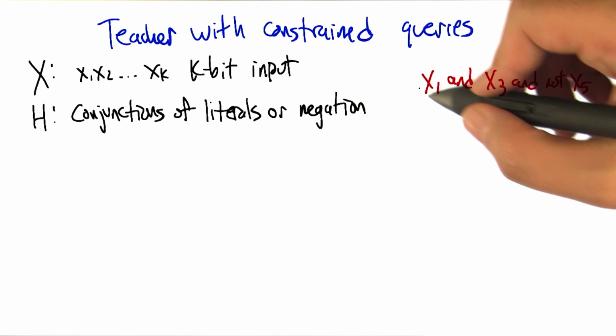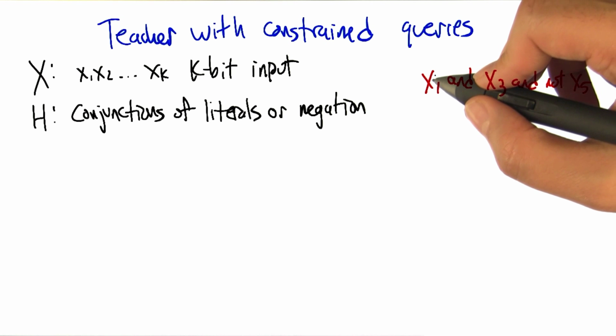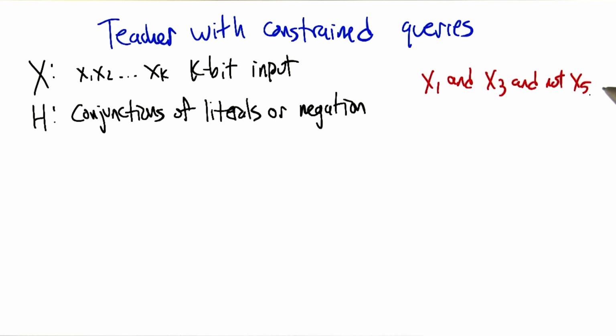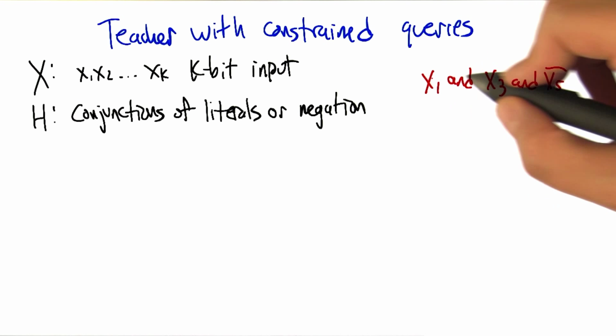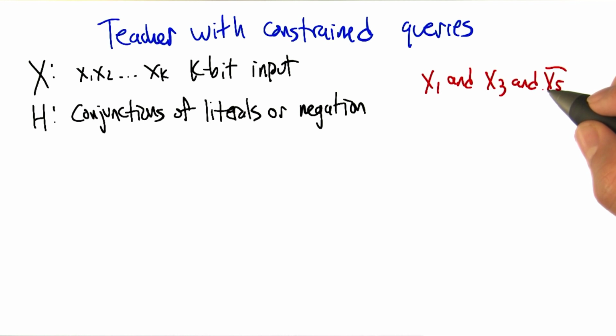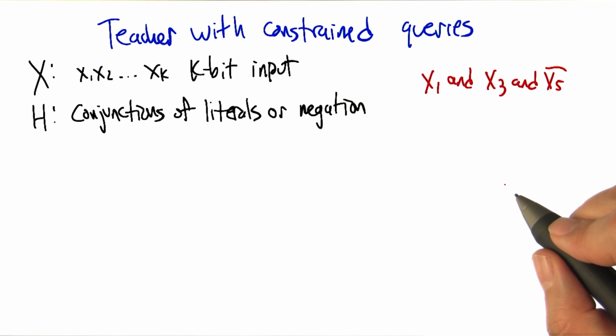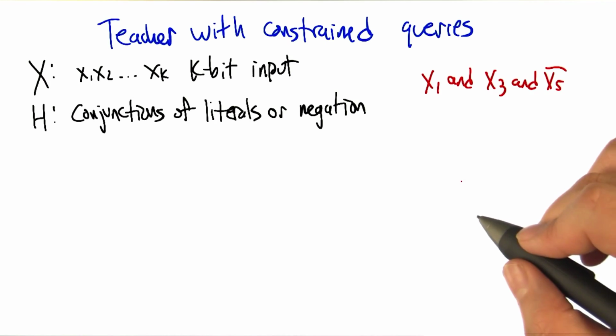So here's a concrete example. Here's a hypothesis that is in this set: X1 and X3 and not X5. We're going to connect together some of these variables, not necessarily all of them, and some of them can be negated, and all the connectors have to be ANDs. All right, so Charles, let's make sure that you understand this.